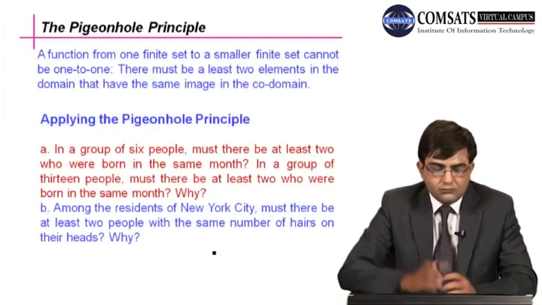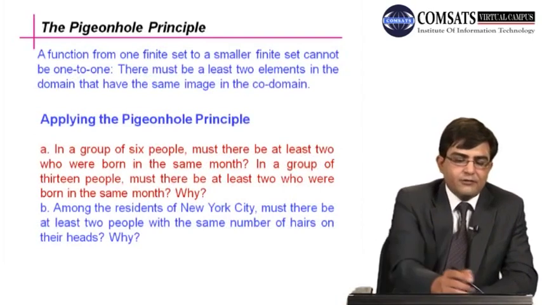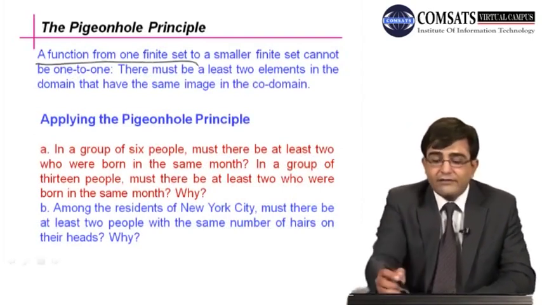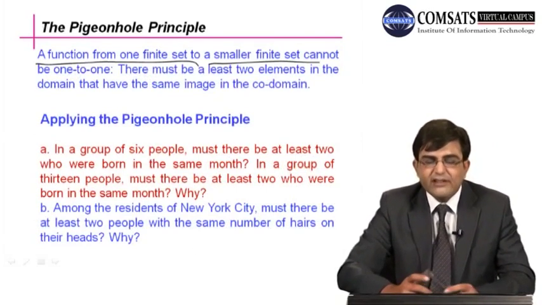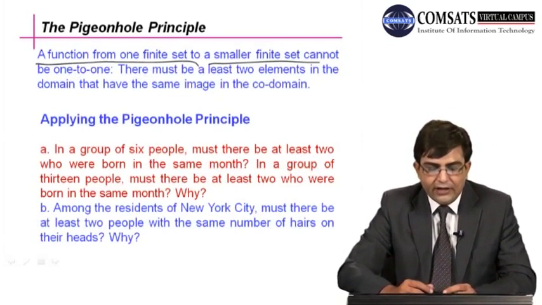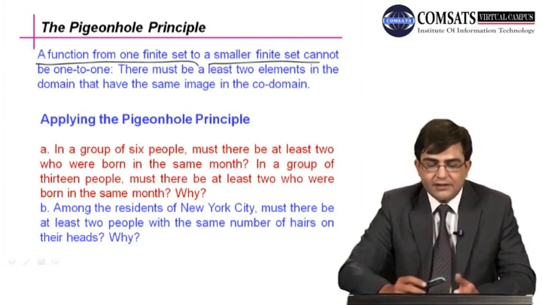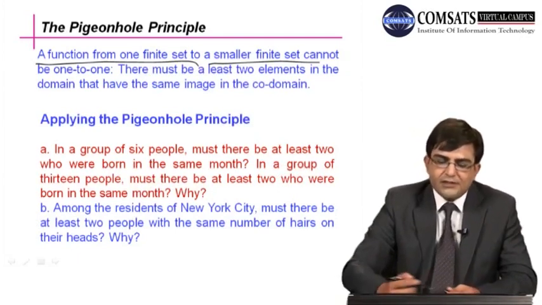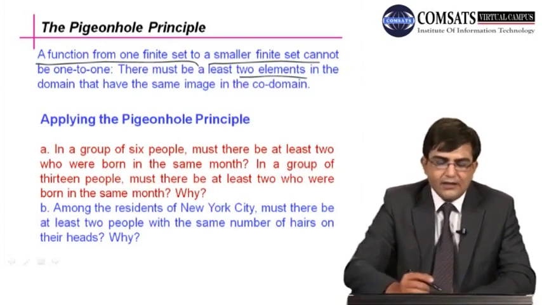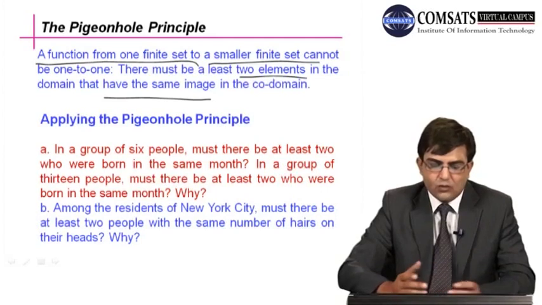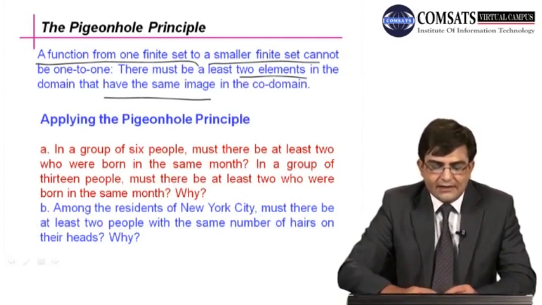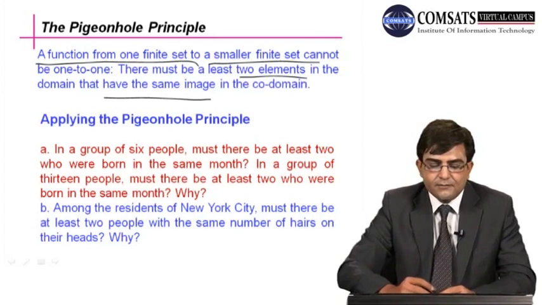So now, what is the pigeonhole principle? A function from one finite set to a smaller finite set cannot be one-to-one. What is a one-to-one function? You know it. We have already discussed one-to-one functions when we studied functions. So there must be at least 2 elements in the domain that have the same image in the codomain. This is what the pigeonhole principle says in the language of functions.